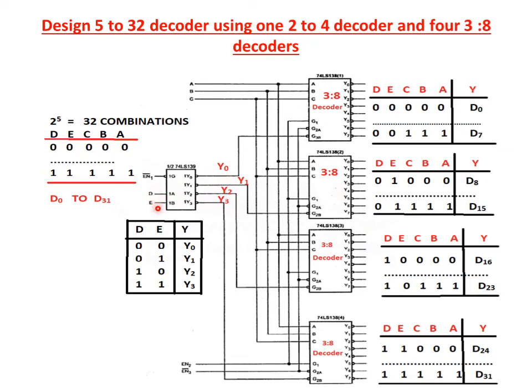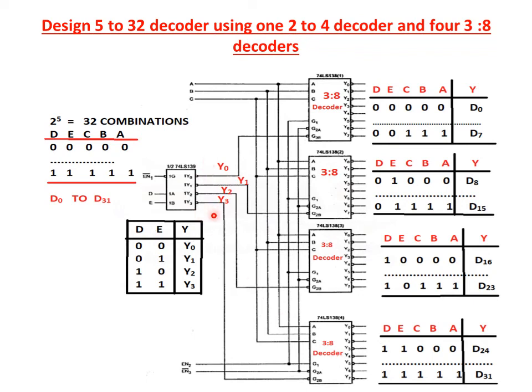Now D and E act as selection inputs. So when the 00 combination, Y0 is activated, that means decoder 1 is activated. Next, the 01 combination, Y1 is activated, decoder 2 is activated. Next, the 10 combination, Y2 is activated, means the third decoder is activated. Then the 11 combination, Y3 output is activated, that means the fourth decoder is activated.